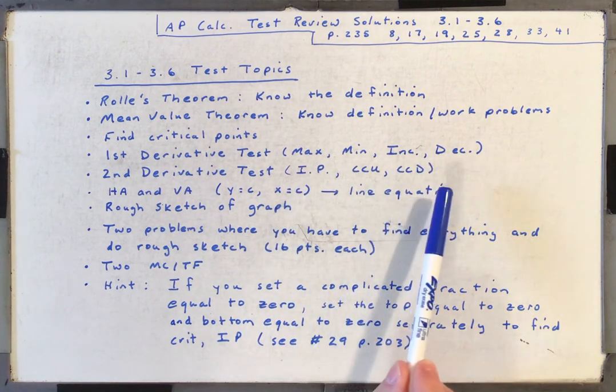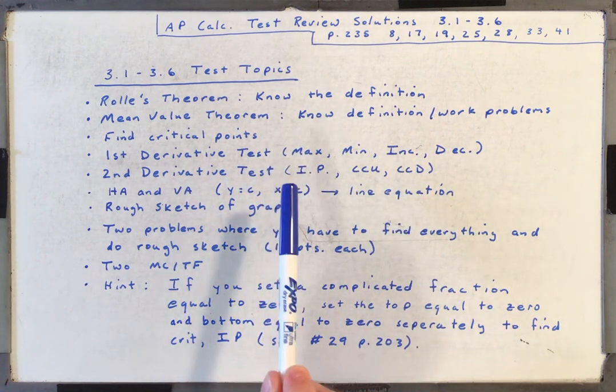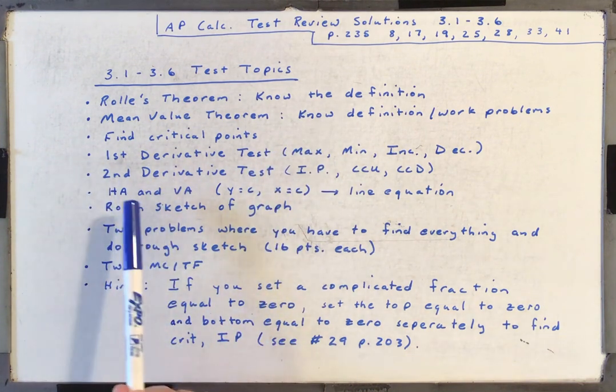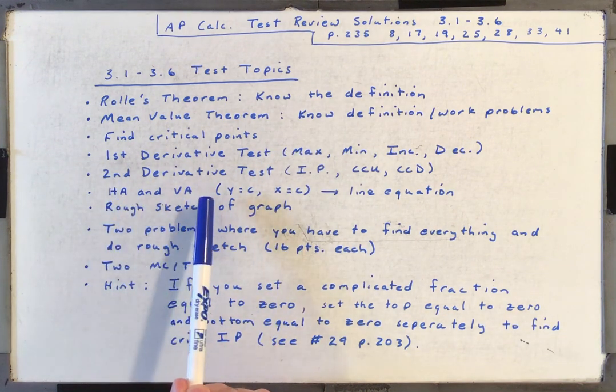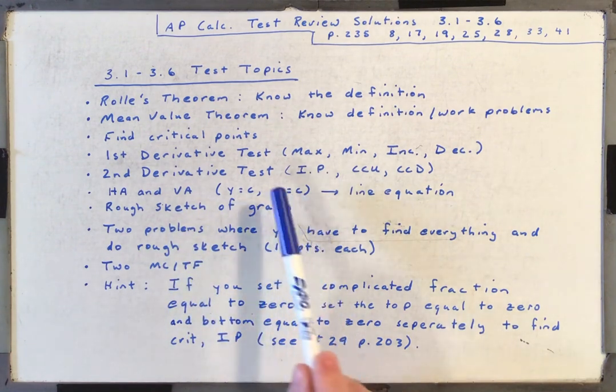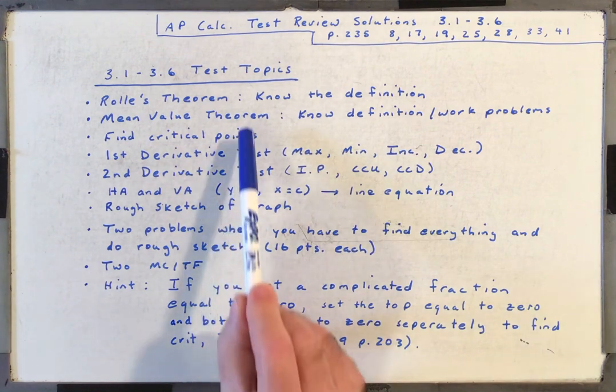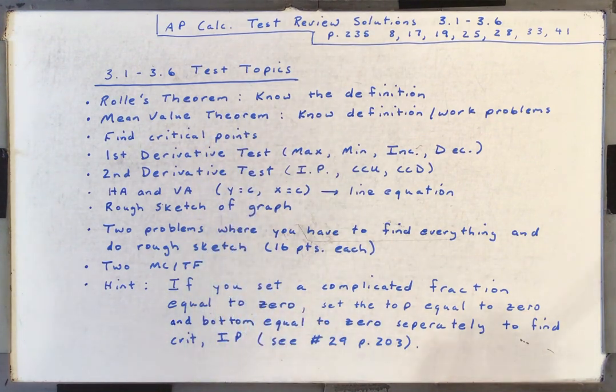finding increasing, decreasing intervals. It'll just be kind of questions that ask about these. You might have a couple of asymptote questions, but all of it, if you know how to do these two problems, then you're going to know how to do all these other problems.